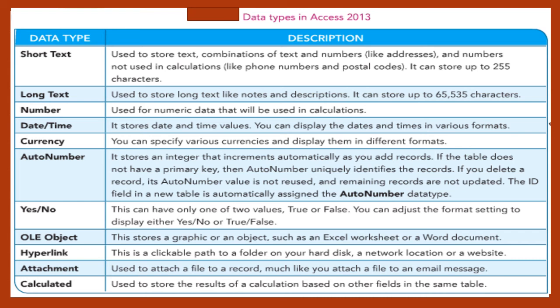The next type of data type is Yes or No. It can have only one of two values, true or false. We can adjust the format setting to display either Yes or No, or True or False.